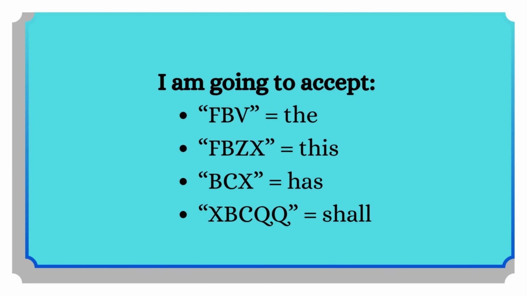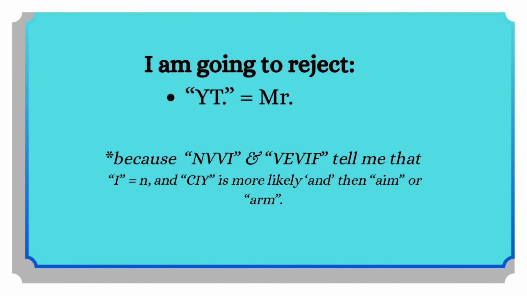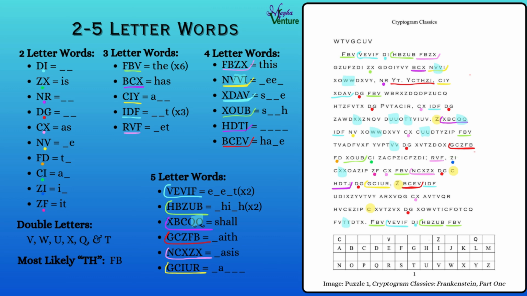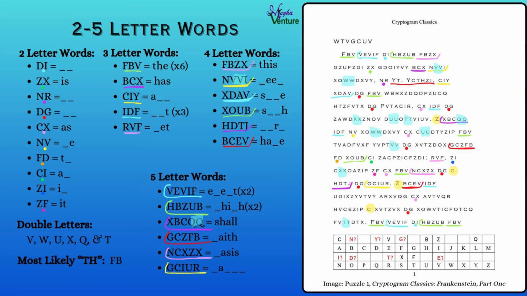I think we have enough to go ahead and accept those two, as well as BCX equals has and XBCQQ equals shall. I am going to reject YT equals Mr. after seeing CIY and how I appears in other words. That leaves us here. We have a lot of words we can guess. Let's try some out. That looks to be a great choice.